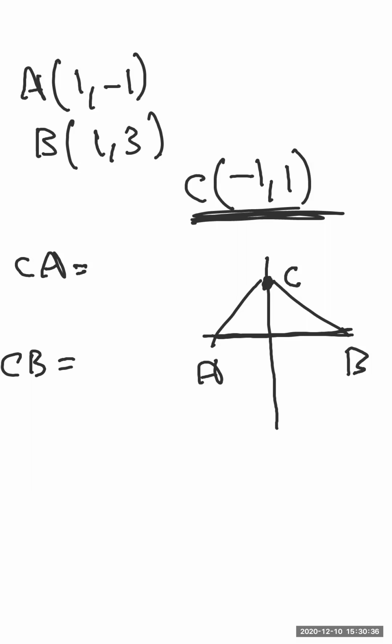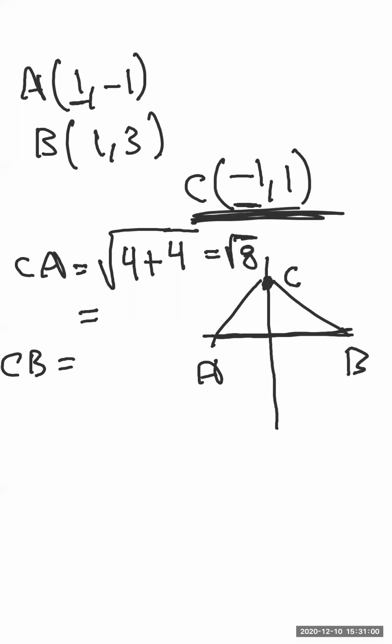So CA equals the square root of (-1 minus 1), so -2 squared means 4, plus (1 minus -1), which means 1 plus 1 means 2, so 4. So it will equal the square root of 8.